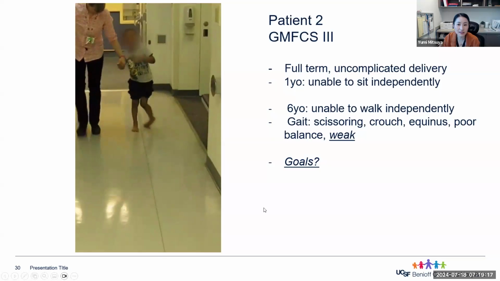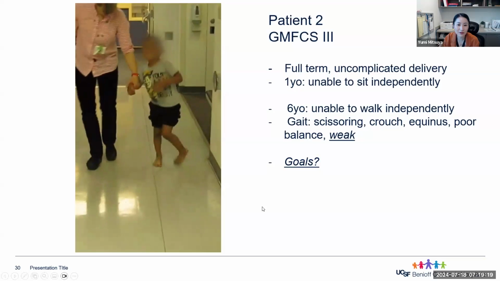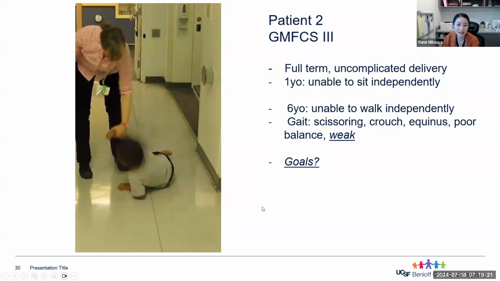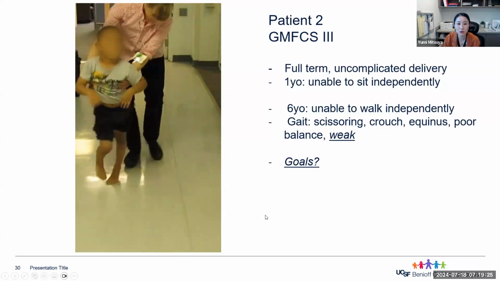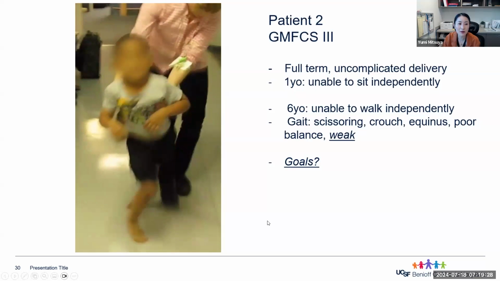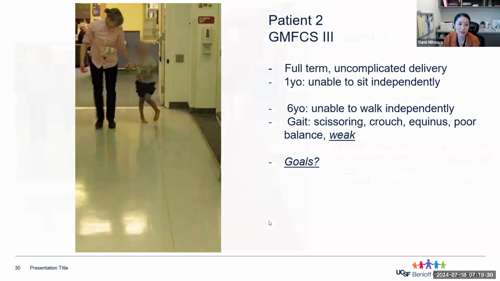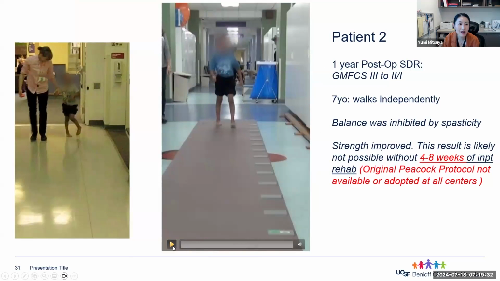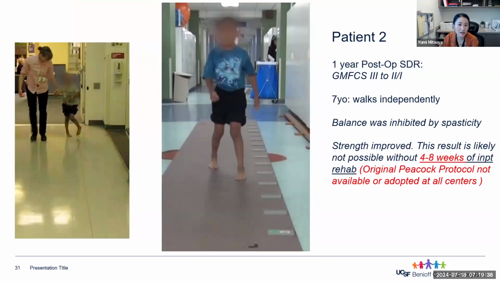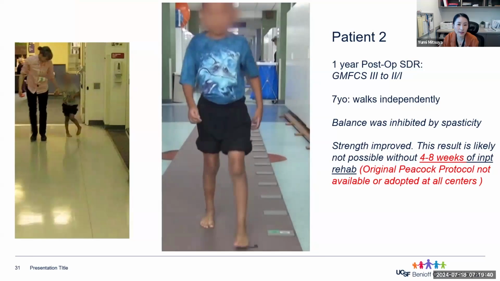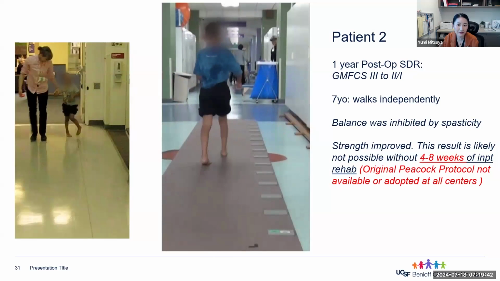So for him, goal setting was a challenge, kind of setting realistic expectations. We weren't sure with the spasticity removed how much balance he actually had. But after his SDR, it became apparent he actually had fair balance when his spasticity was out of the equation. And this is him 1 year post-op, and he's now walking independently.